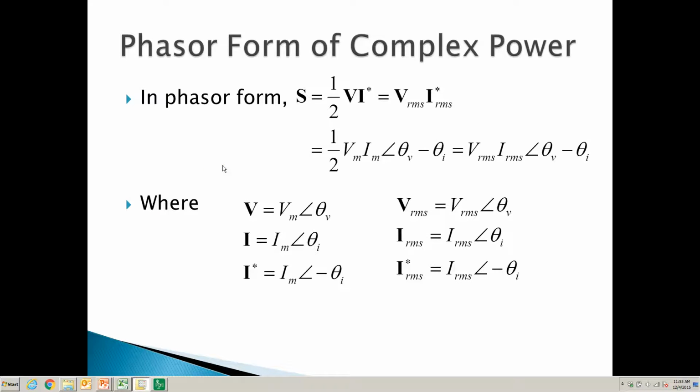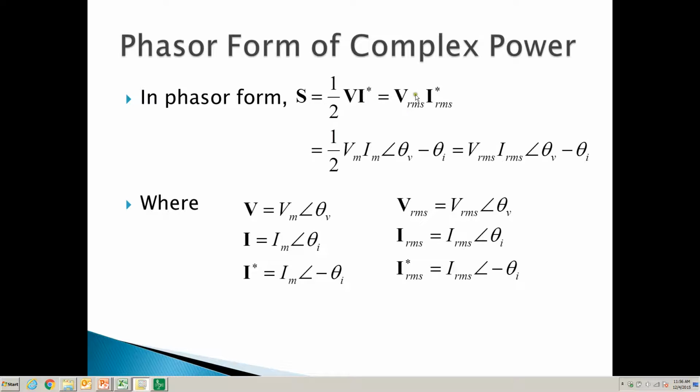This allows us, representing the complex power in vector form, to easily compute the power that's dissipated by an element in phasor form. So in phasor form, we can determine the complex power by taking 1/2 of the product of the phasor representation of the voltage across the element, multiplied by the complex conjugate, that's what this star or asterisk means, of the current through the element.